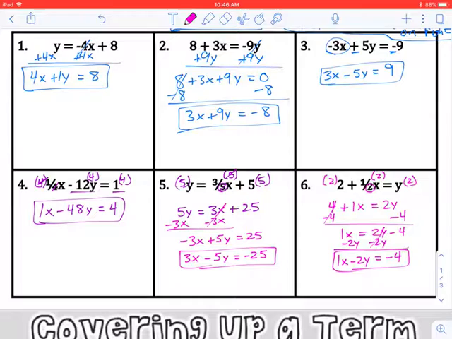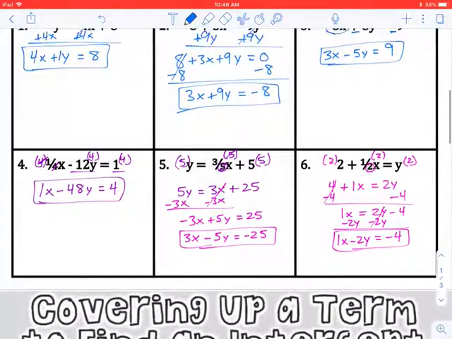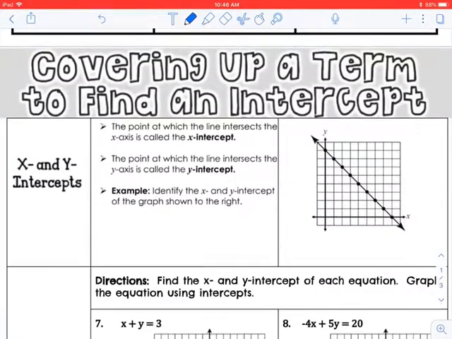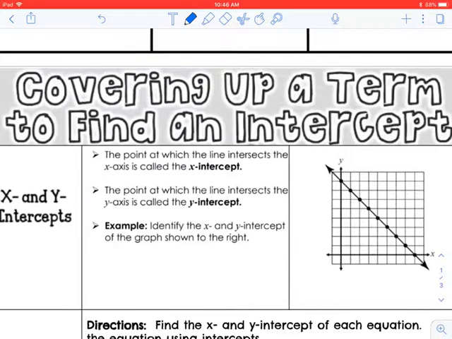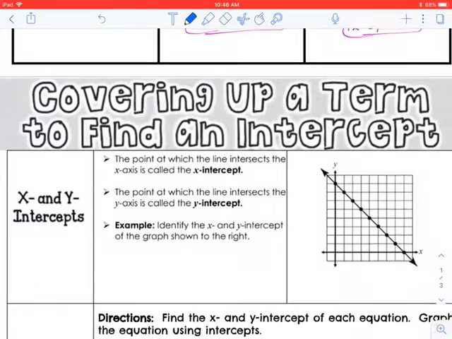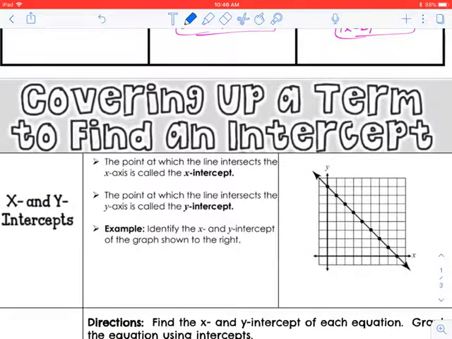So go to the back side here, and we have covering up a term to find the intercept. This is the main reason why we have standard form. Okay? So when you have standard form, the point at which the line intersects the x-axis is called the x-intercept. So x-intercept in this case would be 1, 2, 3, 4, 5, 6, 7, 8. And this is 1, 2, 3, 4, 5, 6, 7, 8 for the x and y value.